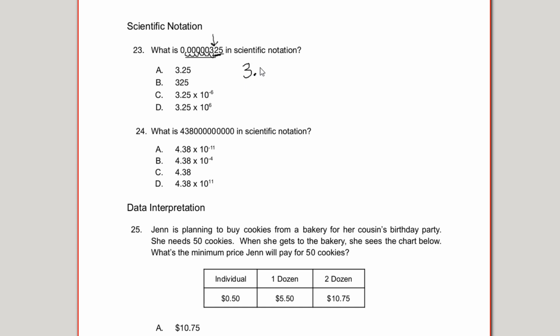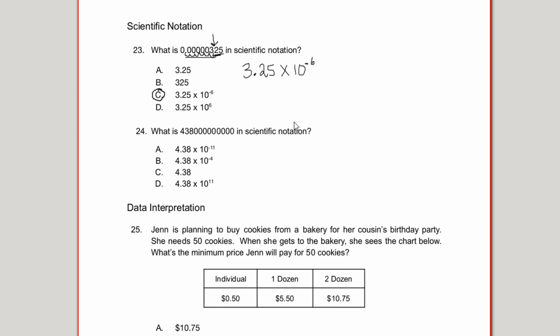and we will have the number 3.25. And for scientific notation, you multiply that by 10 to some exponent. This is the way I remember it: it's a really small number, so I'm going to have a negative number that coincides with how many spots I moved the decimal point. So we're going to go 10 to the negative 6, which is answer choice C.